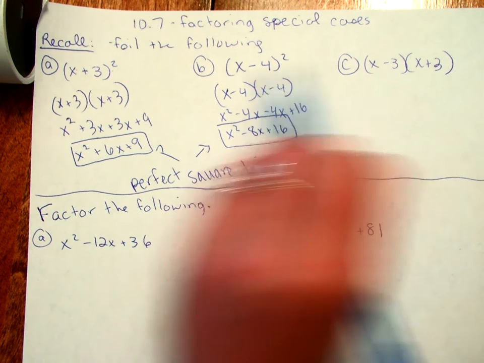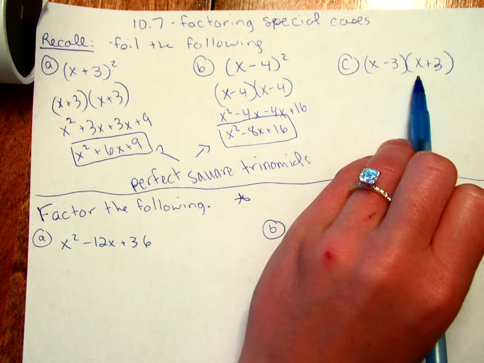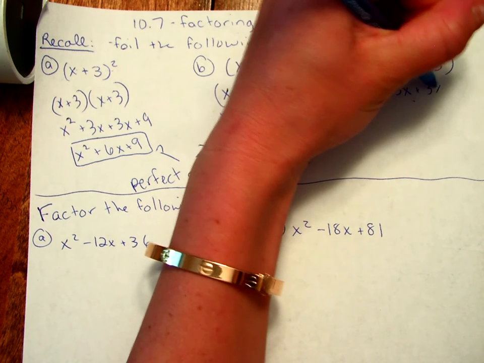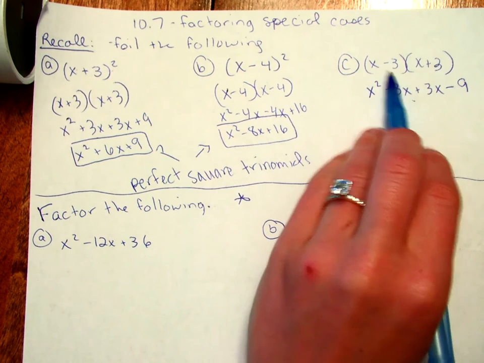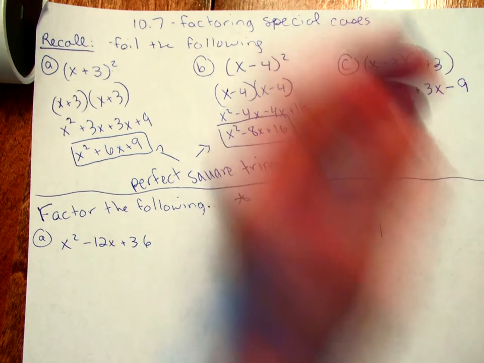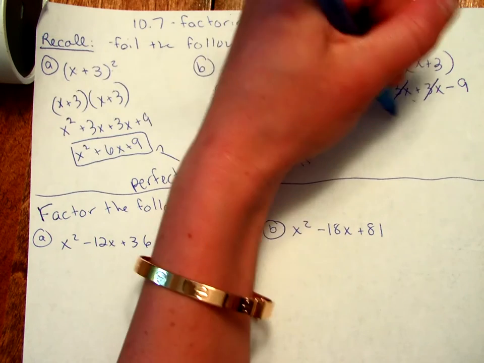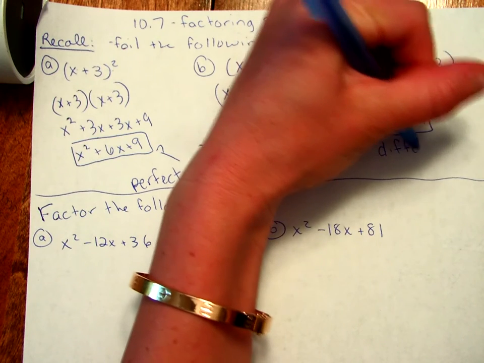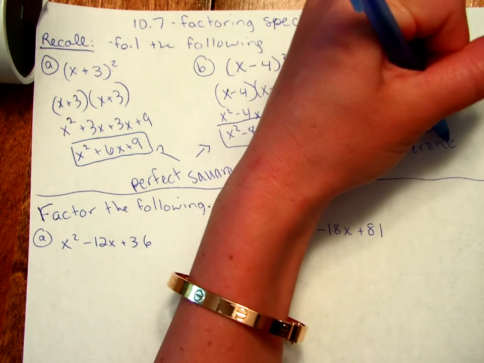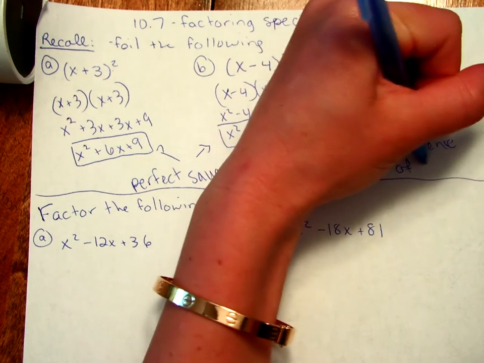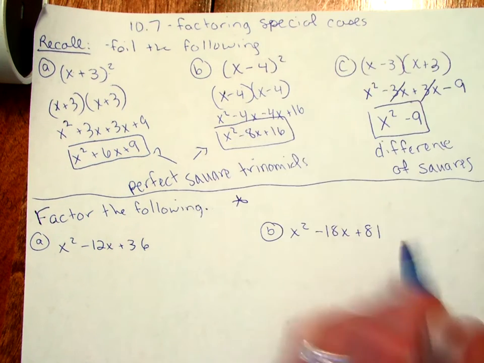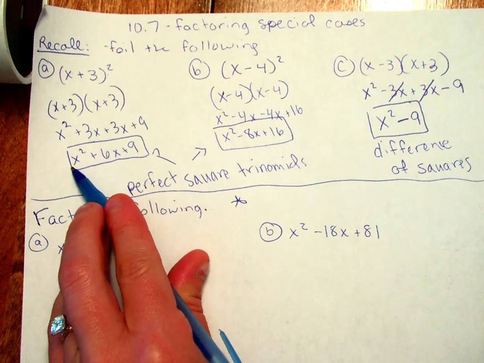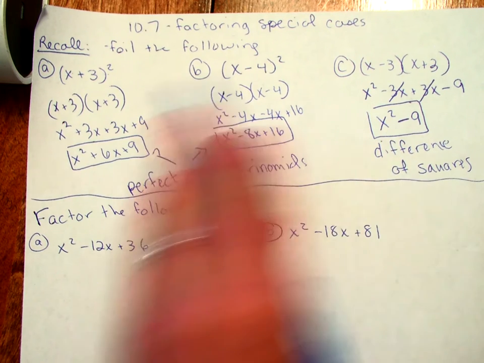So the last one we have is similar to these, but you have a positive and a negative. So when you FOIL this out, you're left with x² - 3x + 3x - 9. Now, when you have a negative and a positive, they come out like this. Negative 3x plus 3x cancels out, and you're left with x² - 9, which is called a difference of squares. Because difference means subtraction. 9 is a perfect square, and actually in all of these cases, 1 is a perfect square. So you're going to use these as we go through today.